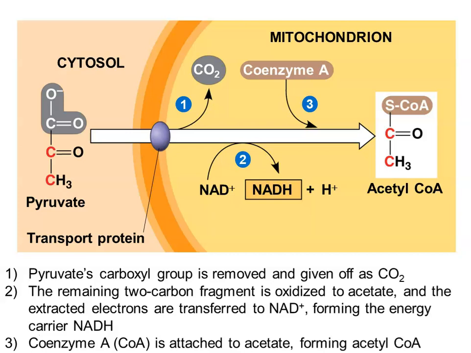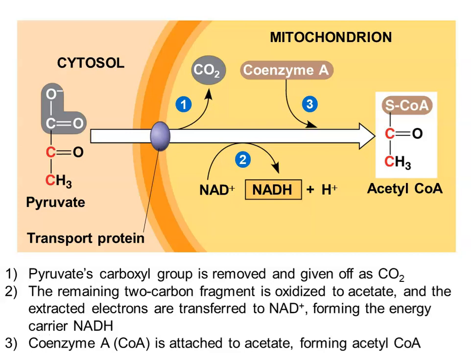So in the cytoplasm, before the pyruvate can enter into the mitochondria through a transport protein, it's got to have one of its carbon dioxide groups removed. We need to reduce another one of those carriers. We need to turn NAD plus into NADH, and then we need to join coenzyme A on to what is left of the pyruvate molecule. So keep in mind this has to happen for each pyruvate molecule.